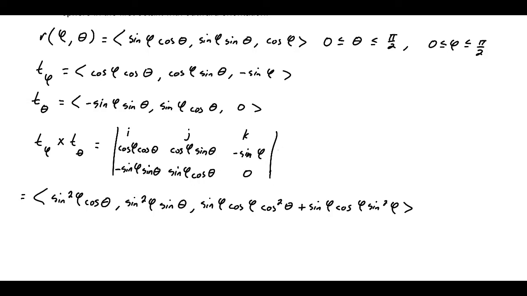Now we can simplify that last term because cosine squared plus sine squared... let me just double check that last term because something doesn't seem quite right. That should be a sine squared theta on that last term. Okay. Because sine squared theta plus cosine squared theta is equal to 1, that would just simplify to be sine phi cosine phi. So I'm just going to go ahead and rewrite that: sine phi cosine phi.